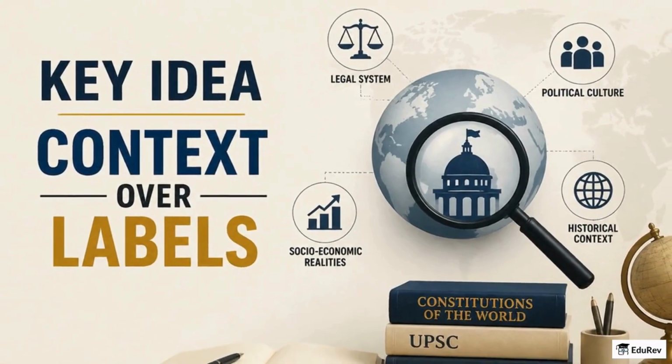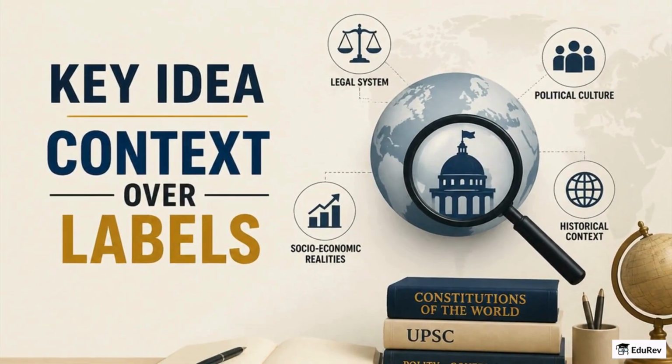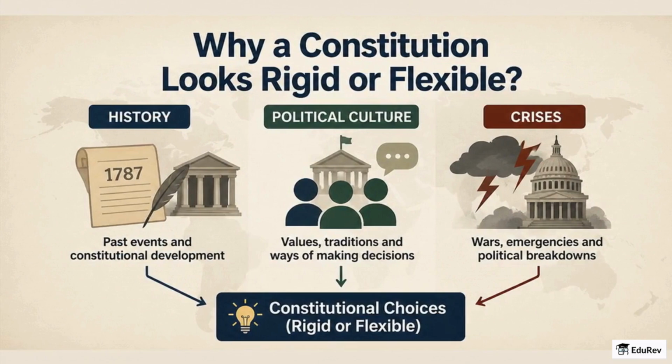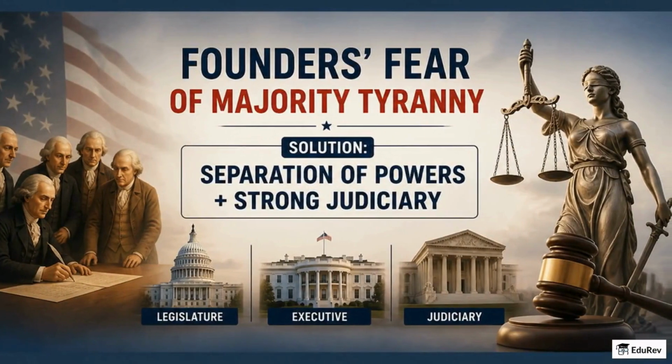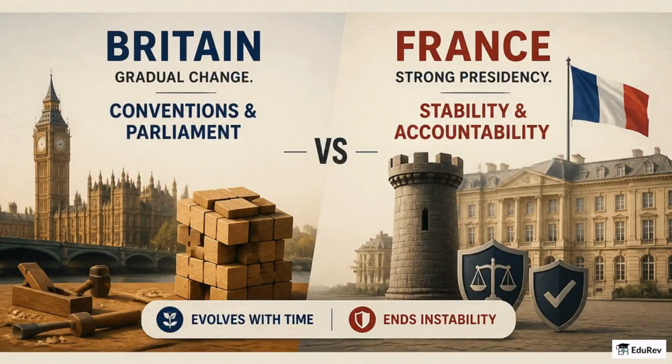And towards the end, we will understand a key idea that most UPSC aspirants miss. Context matters more than labels. That means explain why a constitution looks rigid or flexible by pointing to history, political culture, and crises that shaped choices. For example, the US founders feared majoritarian tyranny, so they built separation of powers and a strong judiciary. Britain evolved conventions because gradual change fit its political evolution, while France chose a strong presidency to end instability.